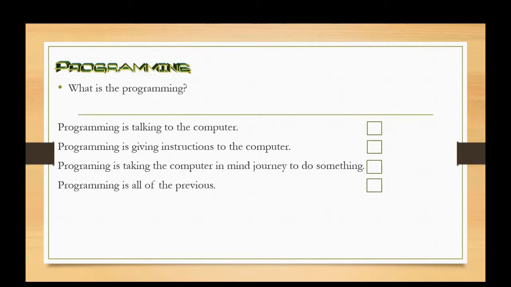In the beginning, what is programming? Is programming talking to the computer, or giving instructions to the computer, or taking the computer on a mind journey to do something, or is it all of the previous? Programming is talking to the computer, it's correct. It's also giving instructions to the computer, correct. Taking the computer on a mind journey to do something, it's correct. So it is all of the previous.